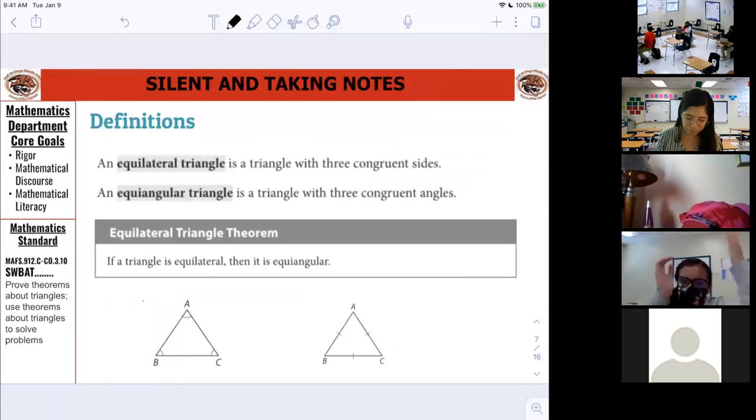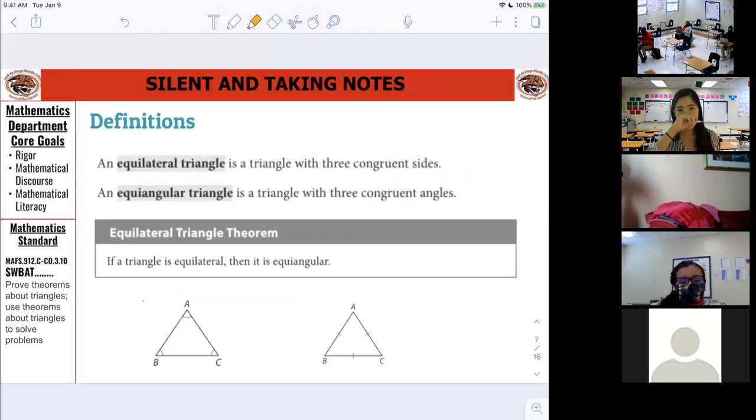So that's that. Here's another definition. This one, from here on out, it's pretty easy. So we've got equilateral triangle and equiangular triangle. Can I have a volunteer read both of these? An equilateral triangle is a triangle with 3 congruent sides. An equiangular triangle is a triangle with 3 congruent angles. If a triangle is equilateral, then it is equiangular. Good.